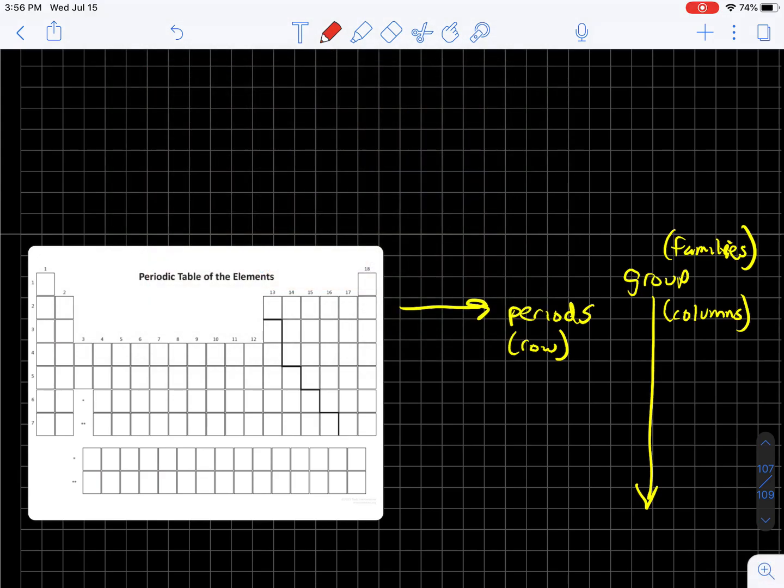So the first row going across from left to right is called the first period. And then the second row would be the second period, etc. Third row is the third period. Now what distinguishes the periods is that the row number is also the highest quantum energy number.